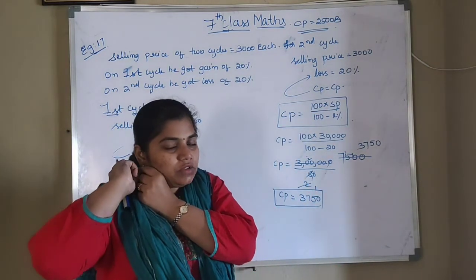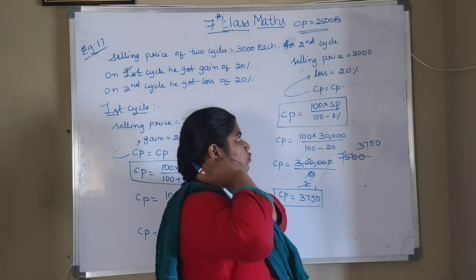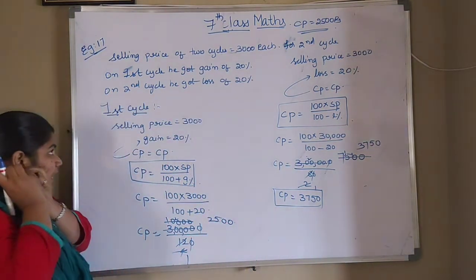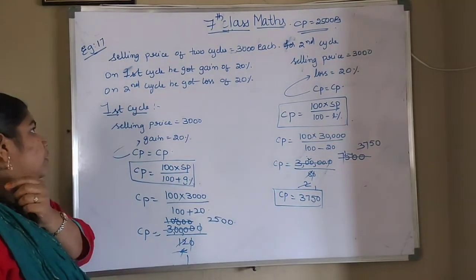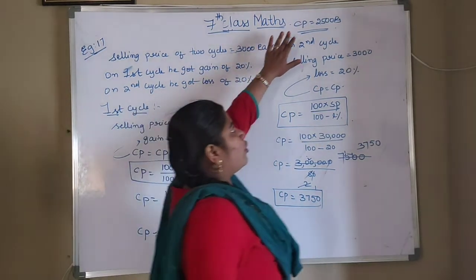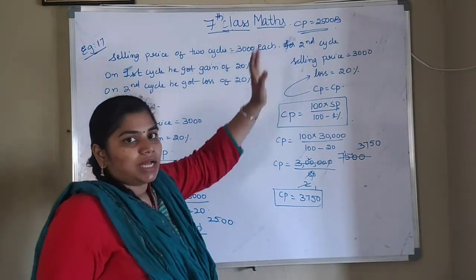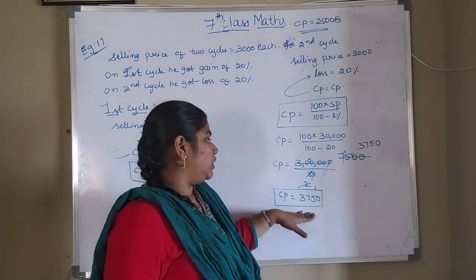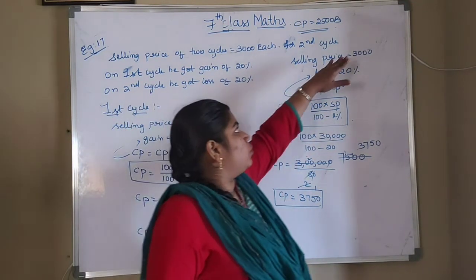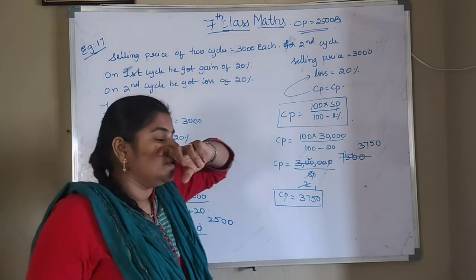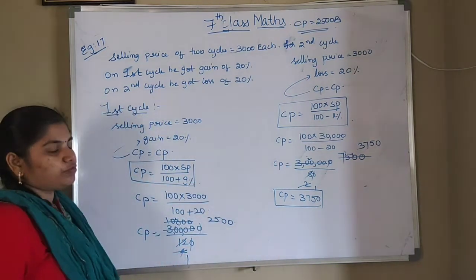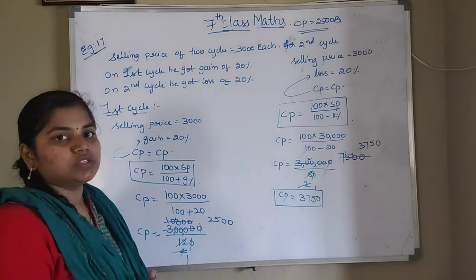That means what is the loss percentage there? That is 20%. So on one cycle, the cost price is 2,500. He bought for 2,500 and he sold for 3,000. On the other cycle, he bought for 3,750, but he sold for 3,000 only. So now what we have to find? We have to find whether he will get loss or gain.